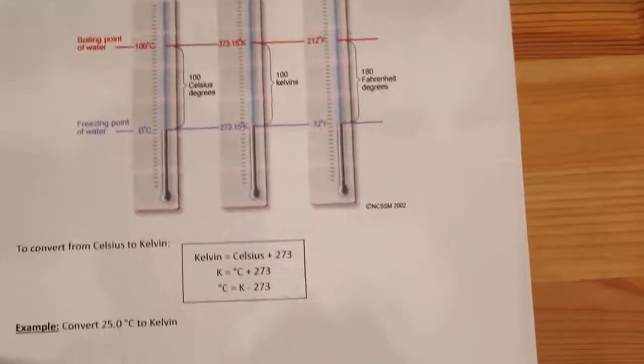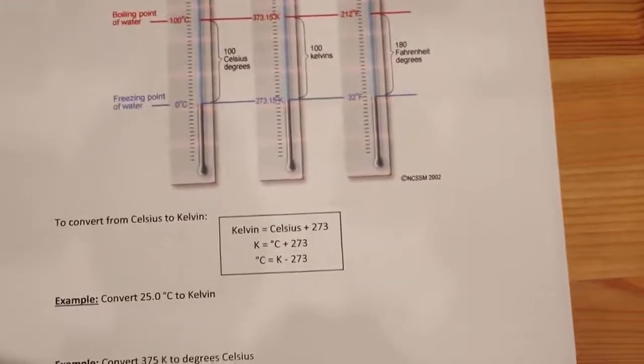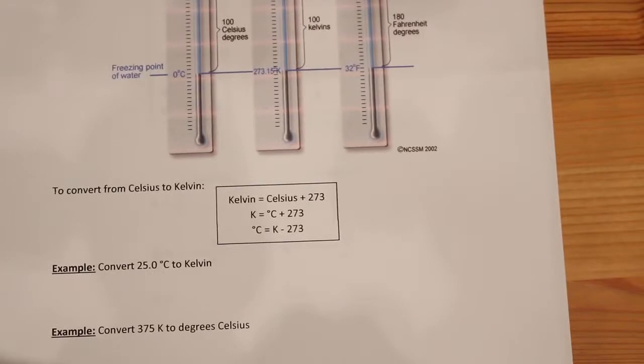Okay, so what we need to be able to do is convert between degrees Celsius and Kelvin. So pretty much all we're going to do to determine the temperature in Kelvin is take the Celsius temperature and add 273 to it. And then we do the opposite to go from Kelvin to Celsius.